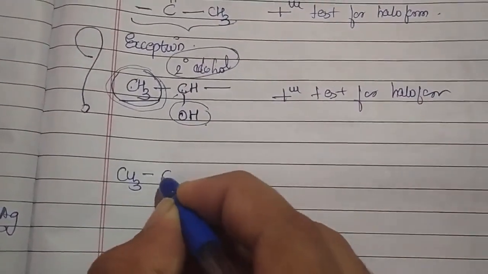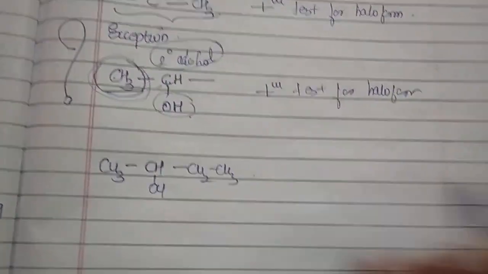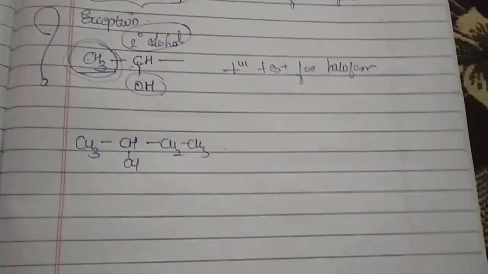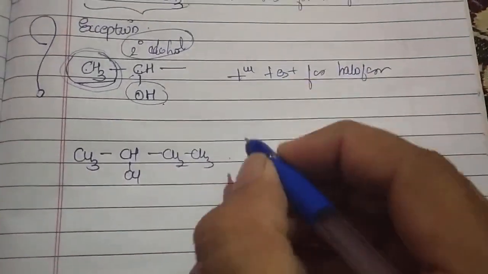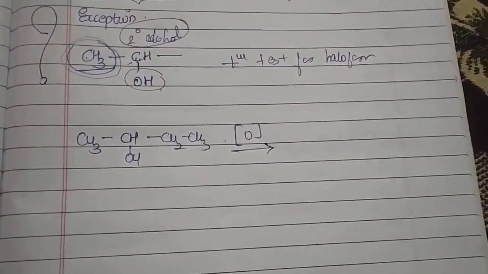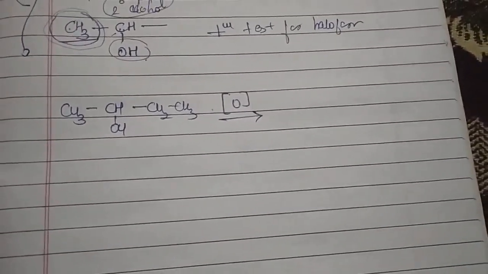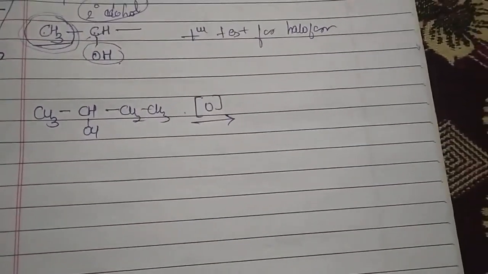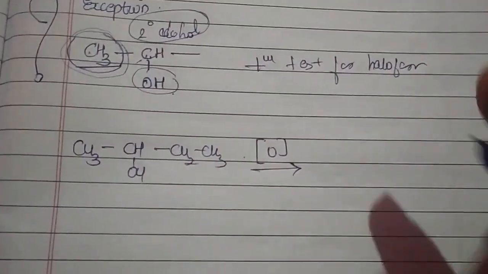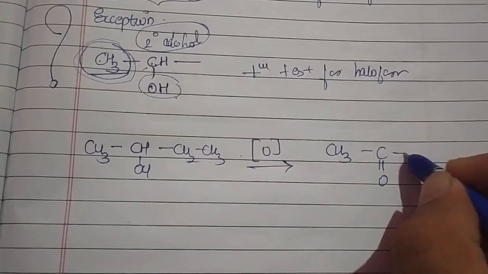Let me take CH3CHOHCH2CH3. What I have done is just added CH2CH3 over here. Of course, I know that I am doing a haloform reaction and it is an oxidation reaction. So in case I am proceeding with this reaction with iodoform reagent, it gets oxidized. My question to you: what will you get on oxidation of secondary alcohols? Remember, you will be getting a ketone.